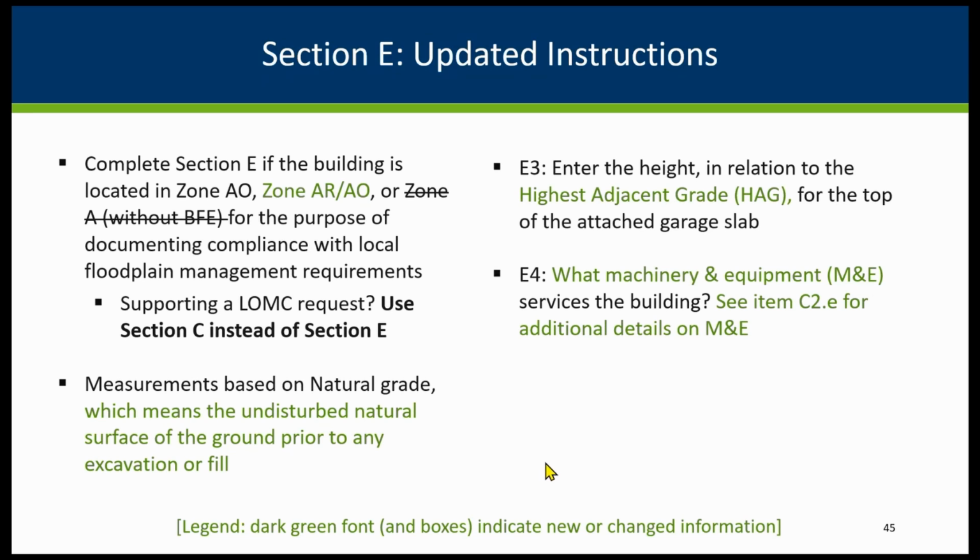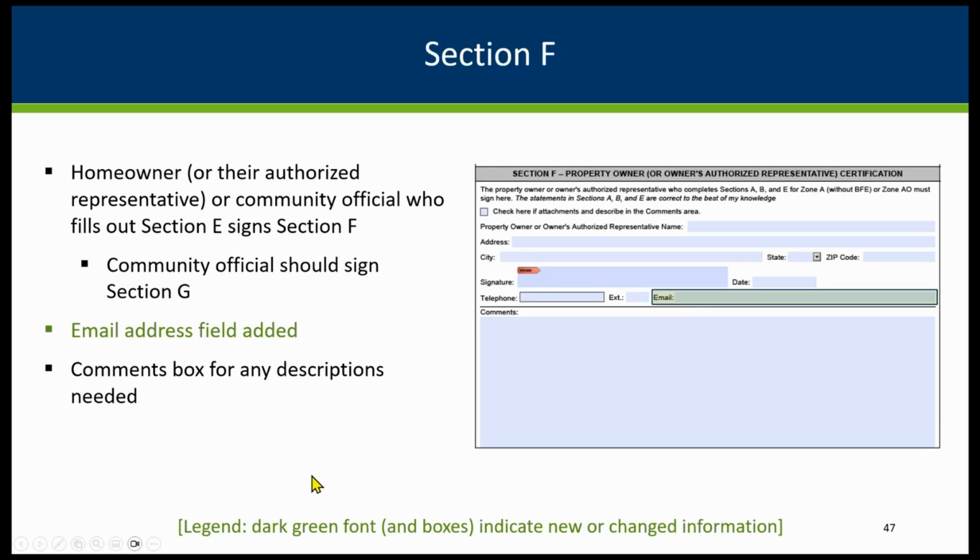Section E3, we talked about this. You're entering heights of the floor relative to the highest adjacent grade. For E3, they're looking specifically at the attached garage slab. So you would be measuring the top of that slab relative to the highest adjacent grade. And lastly, E4 is where you're looking at your machinery and equipment, your air conditioner and things like that, both inside and outside machinery and equipment. And you're going to be measuring those relative to the highest adjacent grade. Moving on to section F.